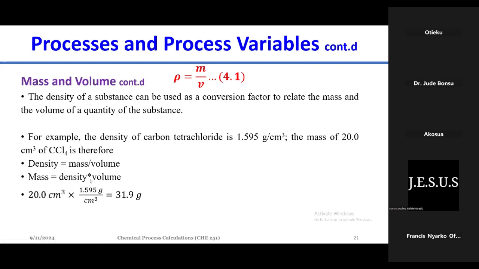If we have our density to be 1.595 gram per centimeter cube, and then we have our volume, we can just multiply them. In this case, the density here is acting as a conversion factor. Why? Because if you have our volume here and I want to convert it into grams, 1 centimeter cube is equivalent to 1.595 grams. That's what we are calling a conversion factor. So when you take 1 centimeter cube of carbon tetrachloride, it has 1.595 grams of it present, and you can use it to convert from volume to mass.